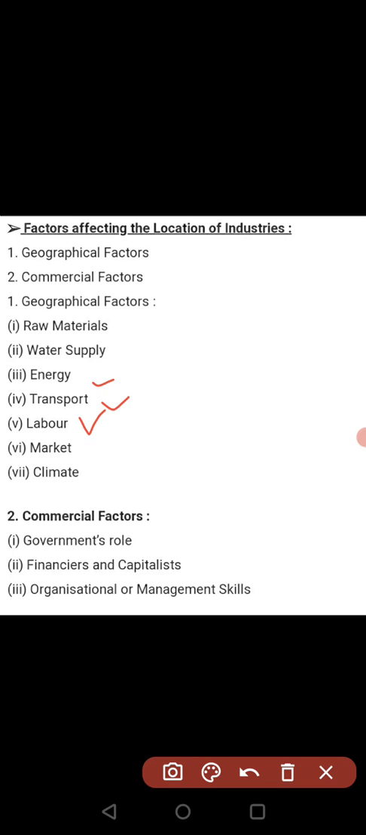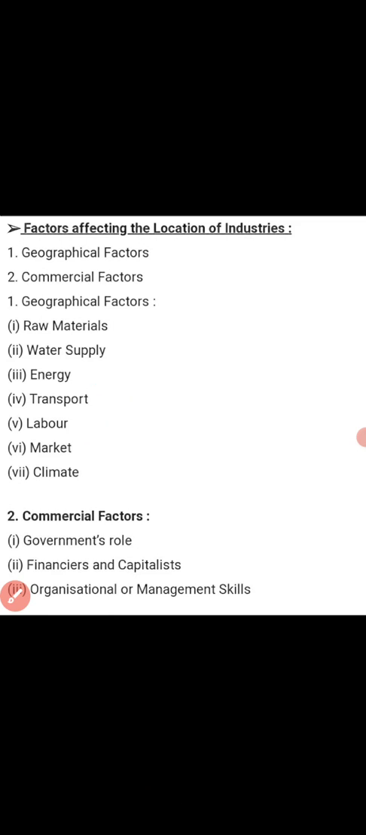Then there's organizational and management skill. Commercial factors also include organizational and management skill. It means that the leadership should be good and the staff should be good, so that there's no management problem, no organizational problem, right? So these were all the factors related to the location of an industry. Hope it's clear to you.